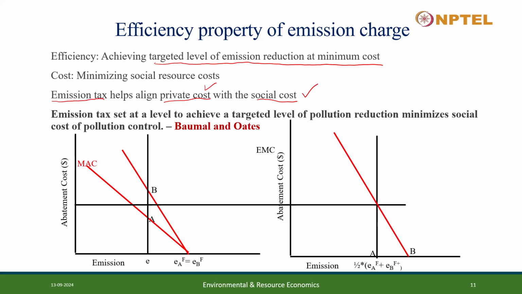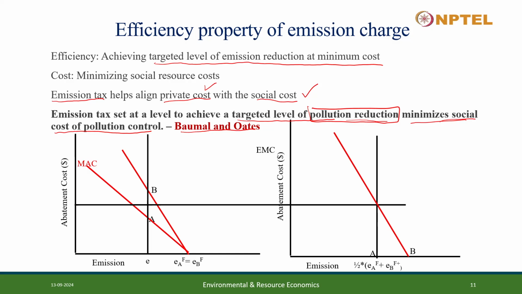emission. Then Baumol and Oates propose that the emission tax is set at a level to achieve a targeted level of pollution reduction, which minimizes the social cost of pollution control. So what it says is that the pollution reduction is done at the least cost. So the cost of pollution control is minimum, right?